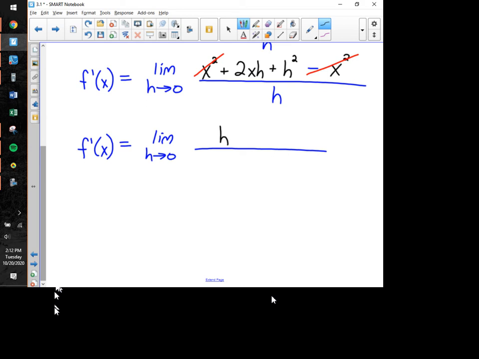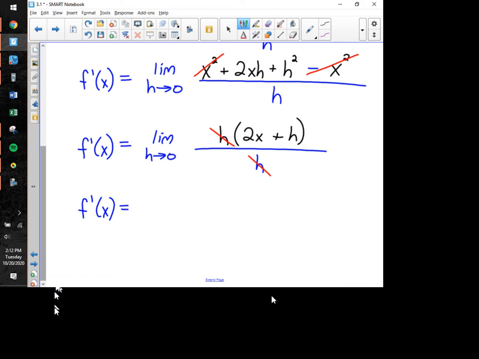So if we pull out an h in the top, that leaves us with a 2x plus an h all over the h that was down there on the bottom. And now what I'm hoping you guys see is that we have an identical factor of h on the top and the bottom, and they completely cancel each other out. So where are we now? That was ugly. F prime of x will equal the limit as h approaches 0 of 2x plus h.